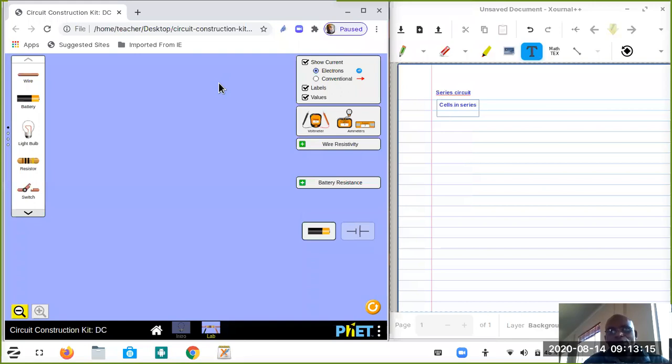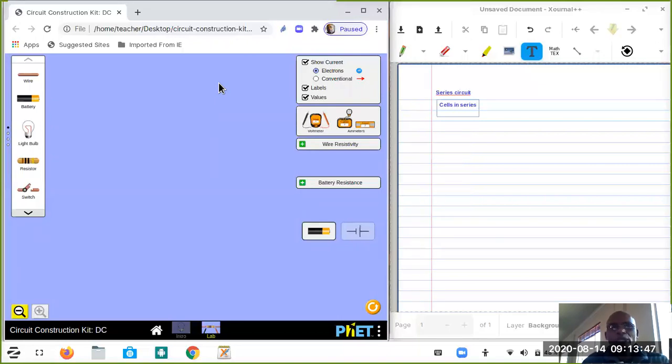Right, today we are going to deal with series circuits. That's an electrical series circuit. In this lesson, we are going to look at cells in series. What happens to voltage if we connect more cells in series? Then we are also going to look at what happens to resistance if we connect resistors in series.